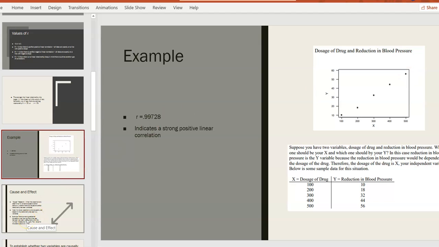So there we have it. If we want to predict, we use our regression equation, plug in our independent variable, and then we get the answer for the dependent variable. In this case, the amount of reduction in blood pressure from that dosage of 250.